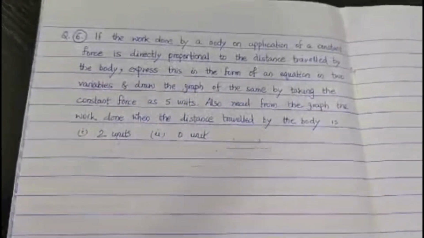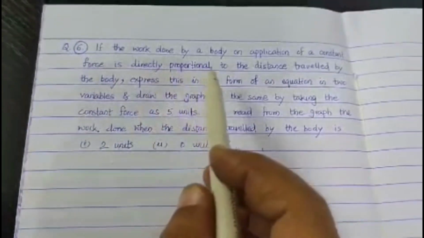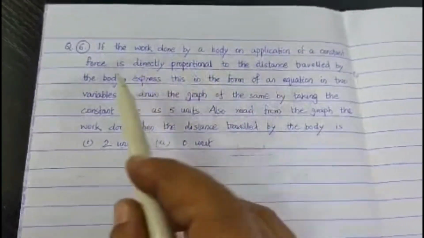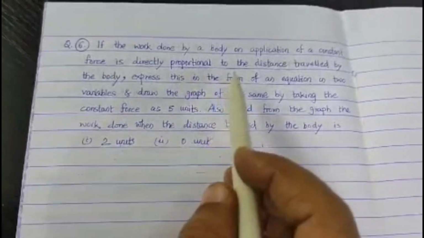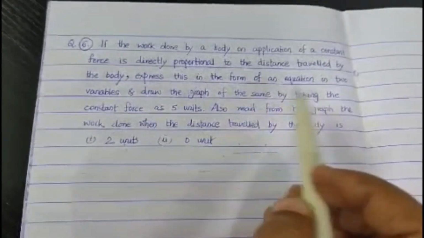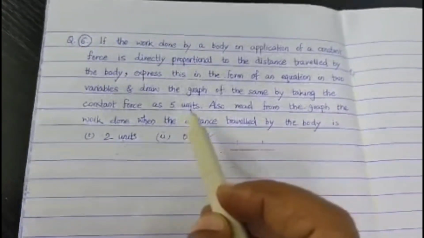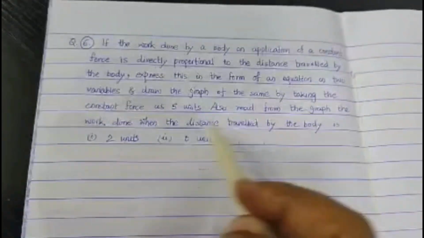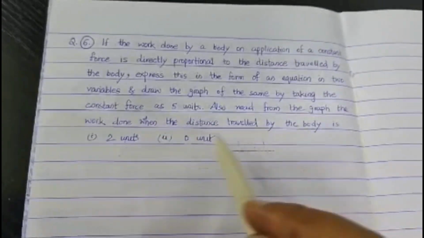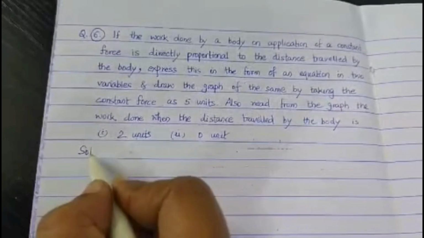Now let us solve this question. The question is like this: if the work done by a body on application of a constant force is directly proportional to the distance traveled by the body, express this in the form of an equation in two variables and draw the graph of the same by taking the constant force as 5 units. Also read from the graph the work done when the distance traveled by the body is 2 units and 0 units. Okay, let us solve it.